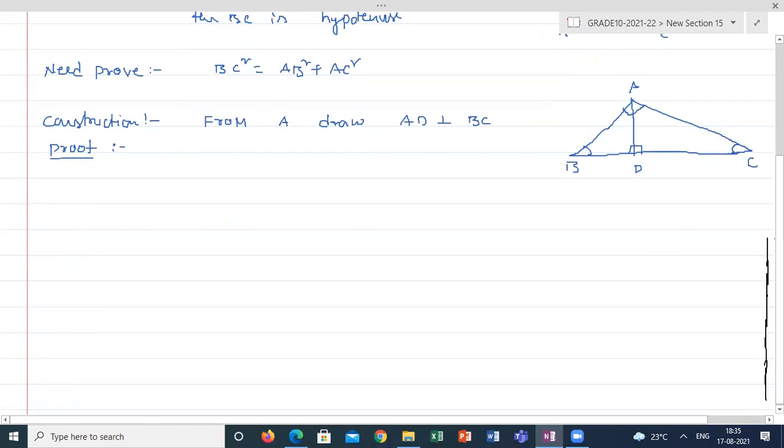If I am taking the left side, I can prove the right side like that. If I am taking BC square, it is the sum of BD plus DC, like that I can prove.